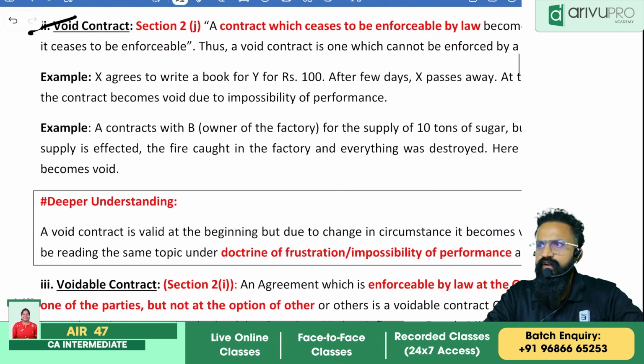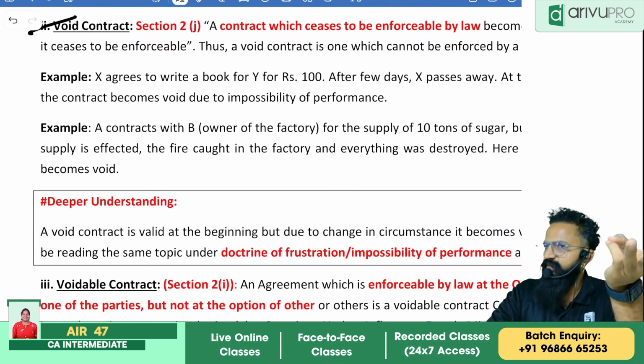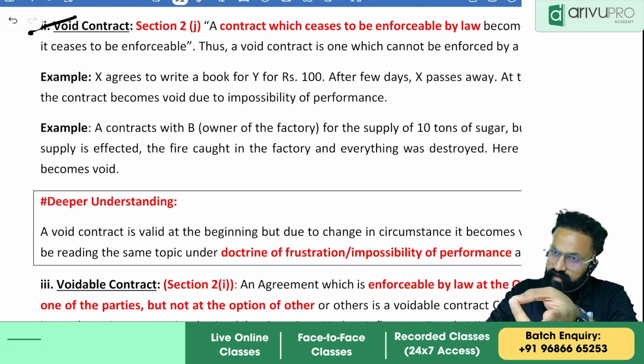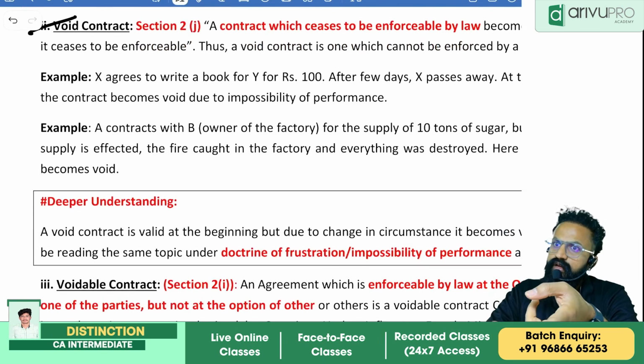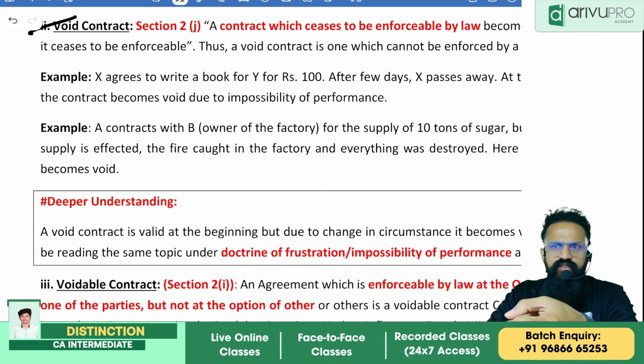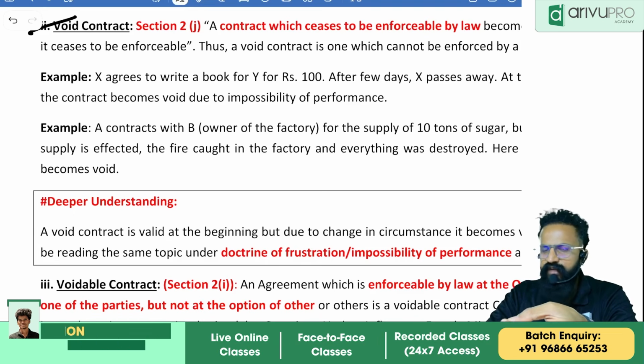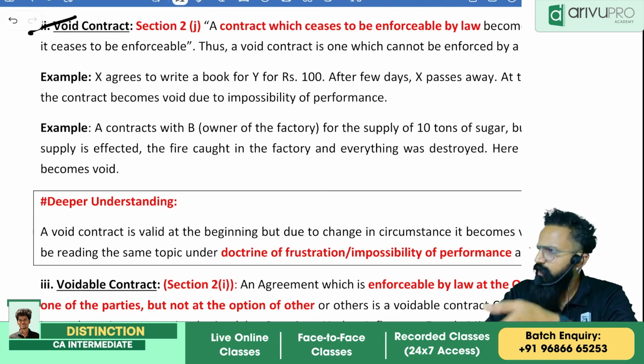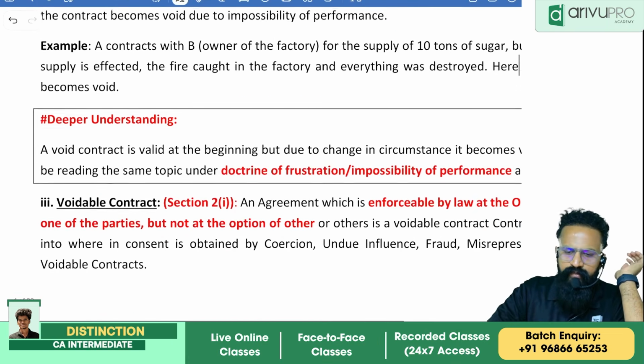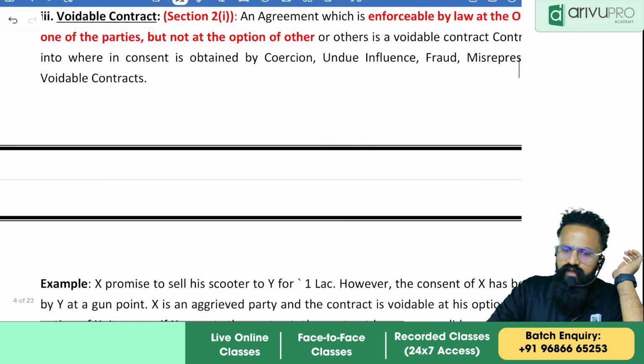An example for void contract is destruction of subject matter, or death of a person. Destruction or deterioration, yes. Operation of law, alien enemy, or things like that. All are examples.